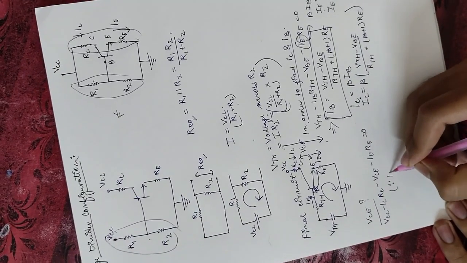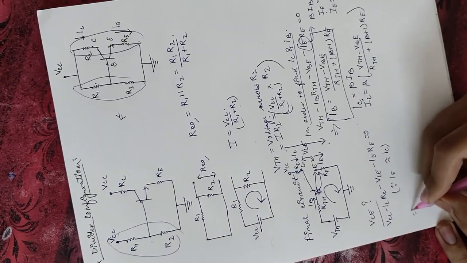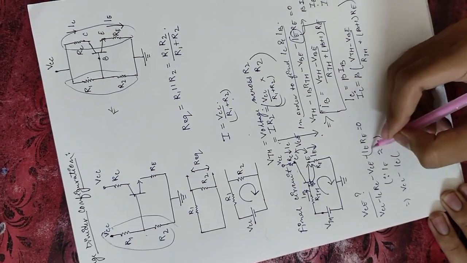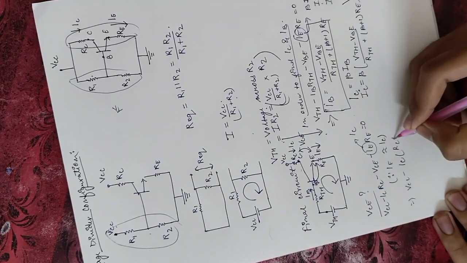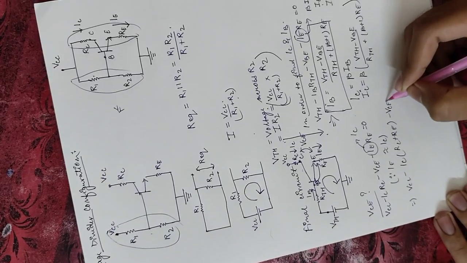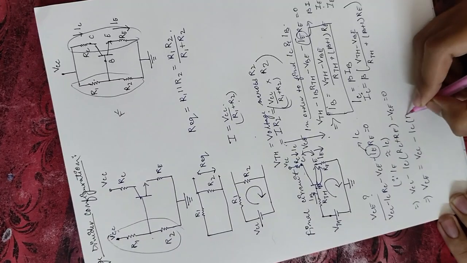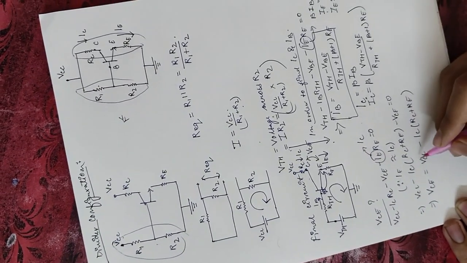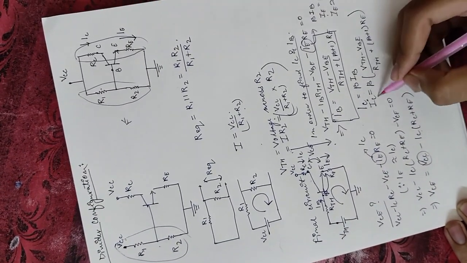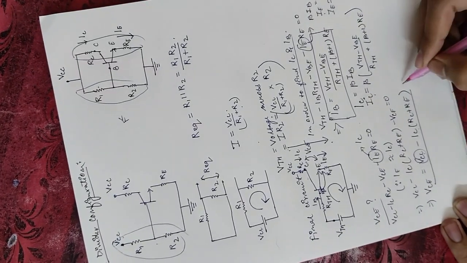Since IE is nearly equal to IC, we can write VCC minus IC, replacing IE by IC, RC plus RE minus VCE. So we'll get VCE as VCC minus IC times RC plus RE. VCC is given to us, IC we'll find out by this formula, and we'll get all the desired results.